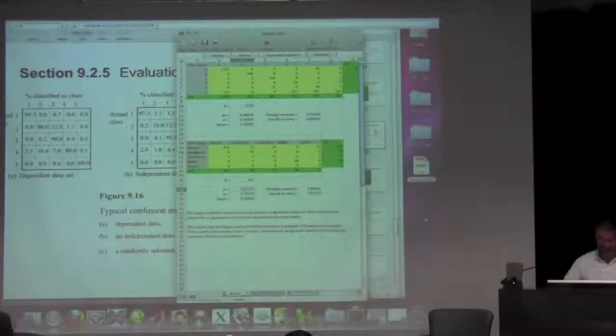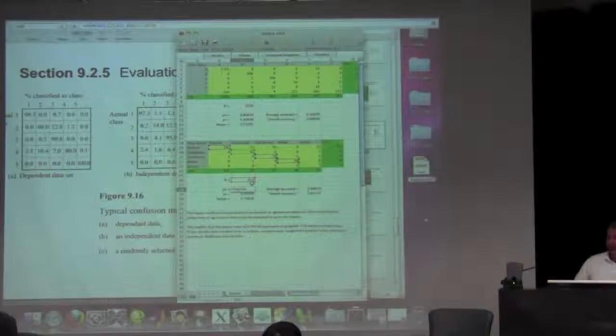Thank you. All right. So if I highlight that, what did I do here? Well, I summed up B19, C20, B21, B22, and F23. I summed up those values, the major diagonal, and I divided by 413. So this is the total number of pixels that were classified correctly, divided by the total number of pixels in the evaluation set.